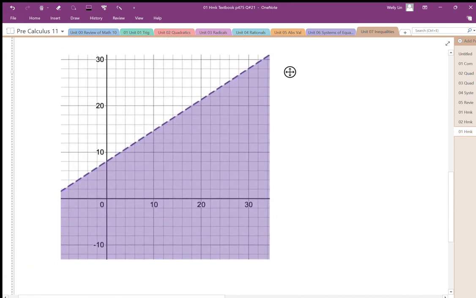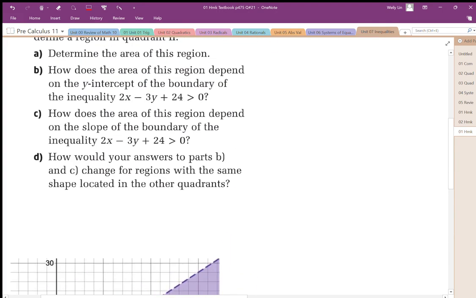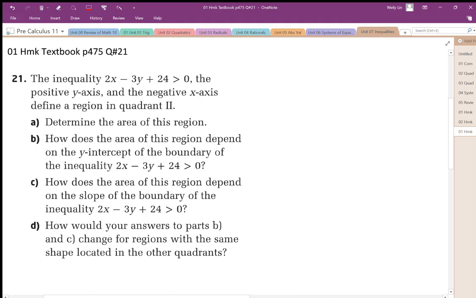So first of all, we need to graph this dotted line, and the area in this region is going to be this region in here. Okay, it's all in the second quadrant. If we want to find the equation of that line, we could graph this on Desmos like I did. If we want to graph this by hand, we probably want to put this into y equals mx plus b.